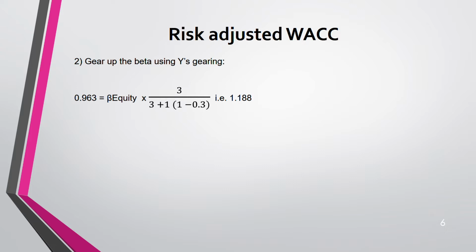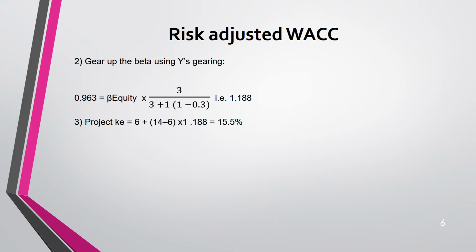You have to find equity beta, right? So first write it. This time you are using Y's gearing, 3 is to 1. That's why you can see 3 up. Everything else remains the same. And you are getting 1.188. It has to be more than 0.963 because it's an equity beta you are finding.